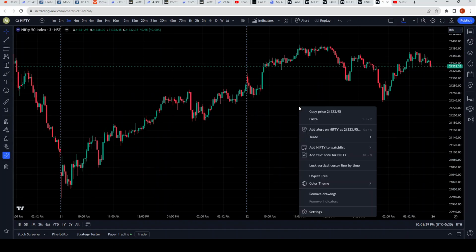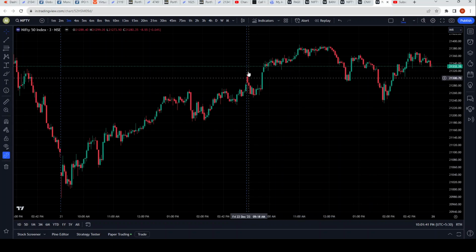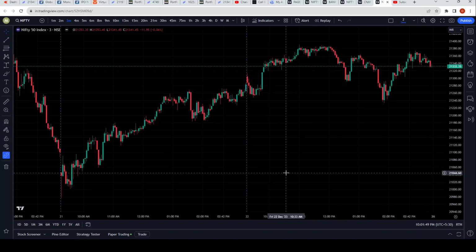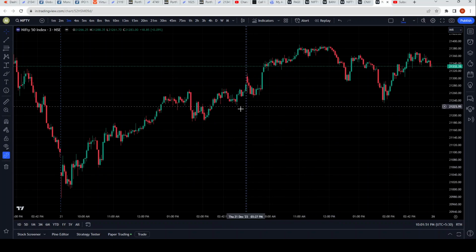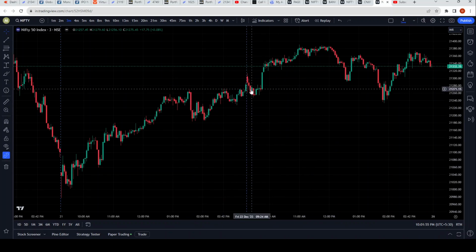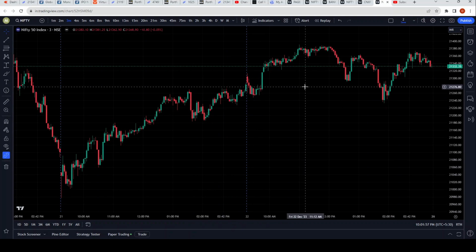There are no indicators currently on the screen. The blue line that you see is session break. You can also activate the session break by clicking on the setting and then activating the session break. Session break basically shows you when a day begins and when the day ends. So this day ended over here, the day begins over here. All right, it helps you with your trading.